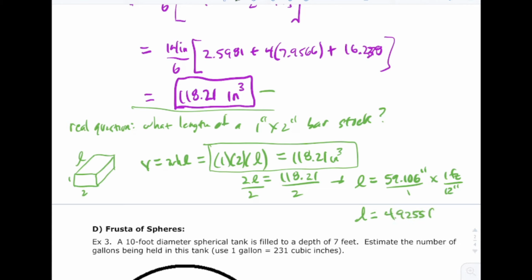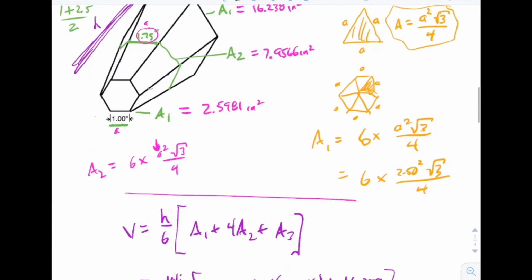4.9255 feet. So I don't know if you want to go with 5 feet and have a little left over or what here. But about the exact calculation, 4.9255 feet of this bar stock is what we would need to melt down to make this. Looks like a salt pepper shaker or something to me.